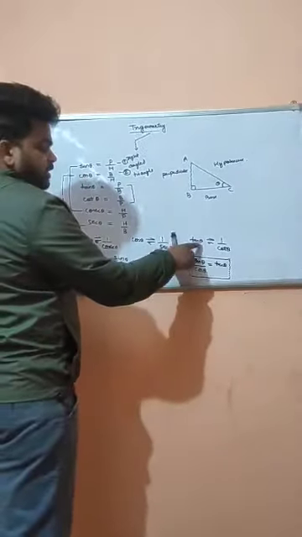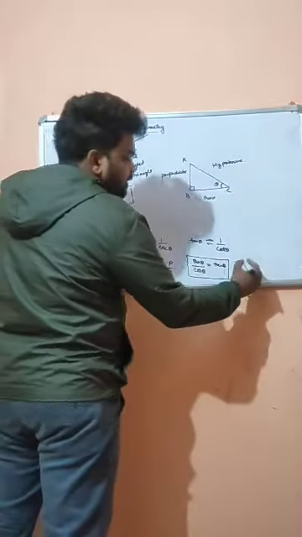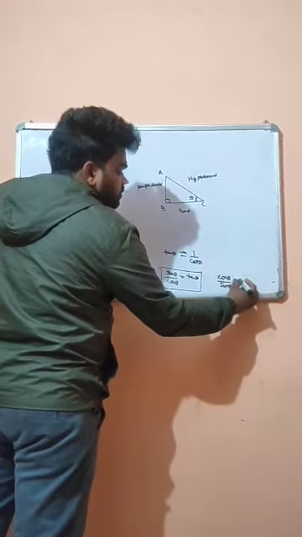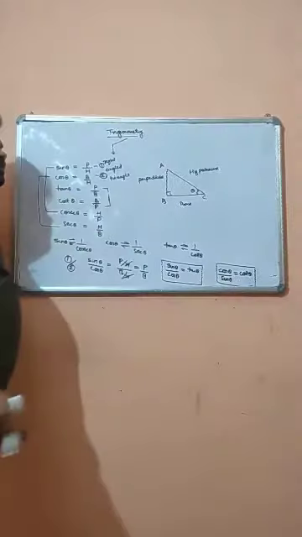As we see, tan theta is 1 upon cot theta. So from here you can see that cos theta upon sin theta equals cot theta. So these are the six trigonometrical ratios we can define for trigonometry.